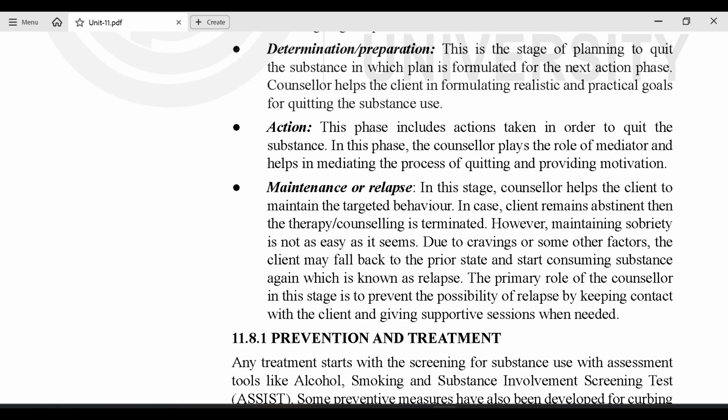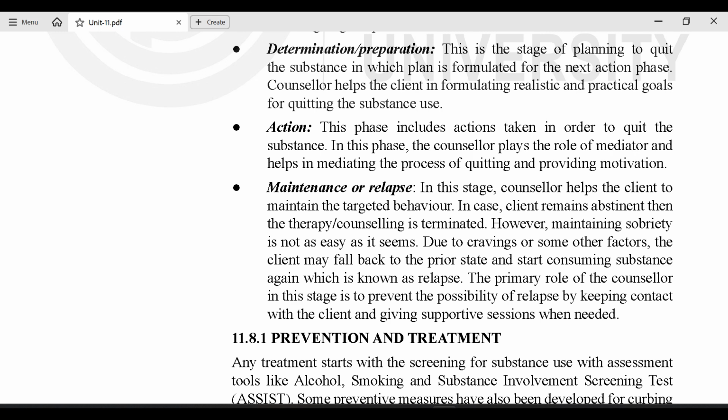In this phase, the counselor plays the role of mediator and helps in mediating the process of quitting and providing motivation. Maintenance or relapse. In this stage, counselor helps the client to maintain the targeted behavior. In case client remains abstinent, then the therapy/counseling is terminated. However, maintaining sobriety is not as easy as it seems. Due to cravings or some other factors, the client may fall back to the prior state and start consuming substance again, which is known as relapse. The primary role of the counselor in this stage is to prevent the possibility of relapse by keeping contact with the client and giving supportive sessions when needed.